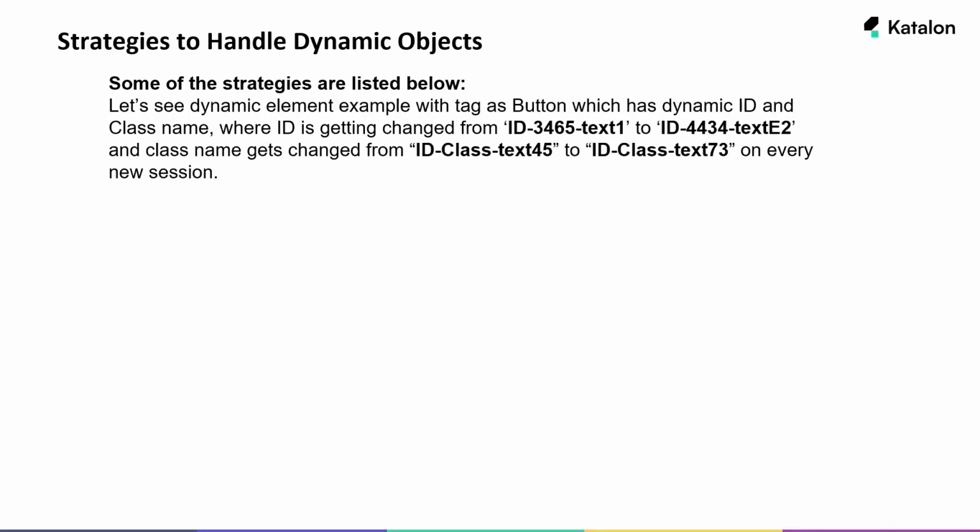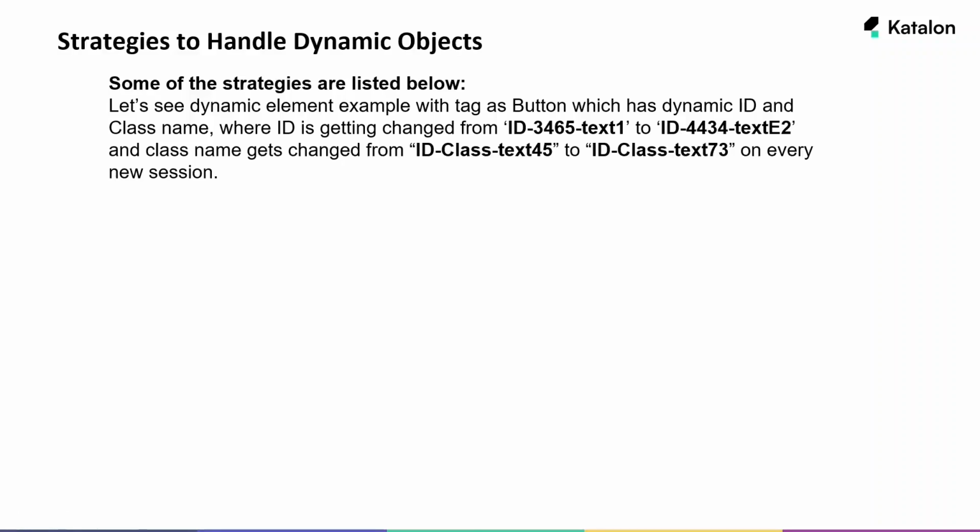Okay. So let's see a dynamic element example with the tag as button, which has a dynamic ID and a class name. If you see here, the ID is changing from the first value to the second value. The difference is the last digit is changed from 1 to 2. That means the last digit is a variable. So basically it is dynamic. And the class name is getting changed from text 45 to text 73. Here the last two digits are dynamic.